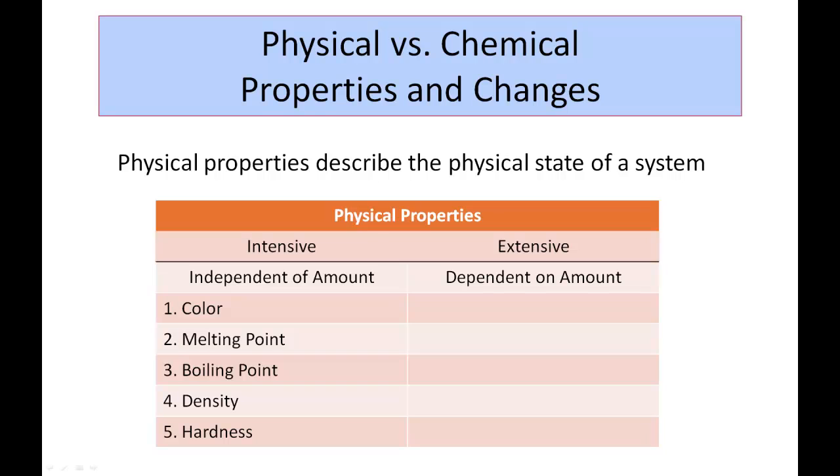Let's look at some examples of extensive physical properties. Length, mass, volume, energy, and electric charge. Notice you don't have to change the substance to observe these five qualities, yet the amount of substance definitely will affect their measurements.